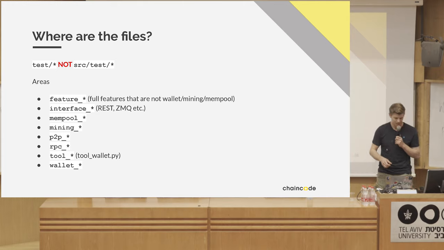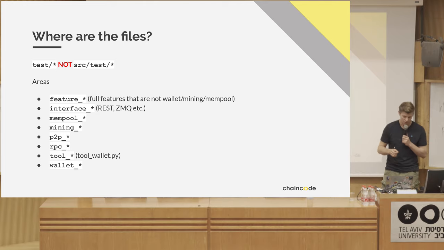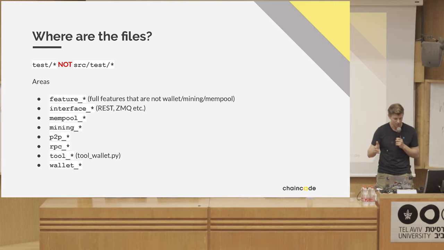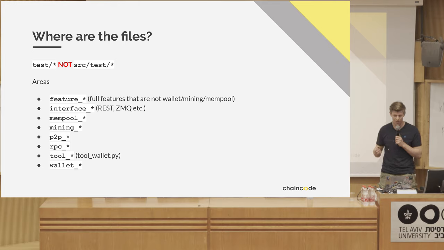And there you'll find files that are following a naming scheme. You first have an area prefix, and then you have the actual name of the test. The areas are mempool, mining, P2P, RPC, wallet. I think these basically speak for themselves. There's also a single test that has the prefix tool, which is testing the wallet tool functionality, which is a different executable from bitcoind. There are the interface tests, which test the REST interface and the ZMQ interface. And then there's also the feature prefix, which basically just tests other full features that you cannot really stick into a category, like wallet, mining, or mempool, and so on.